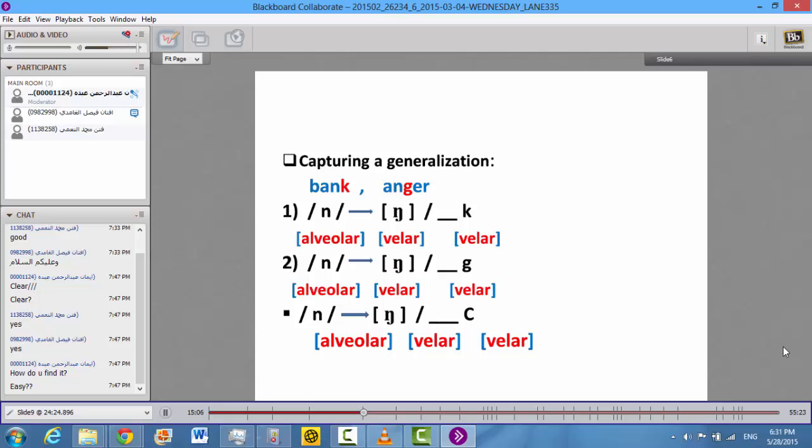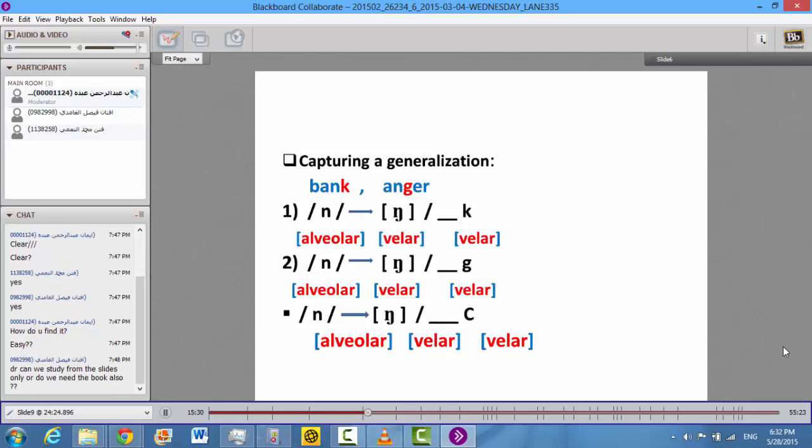While writing the phonological rules, stating them in linguistic formula or even in the form of a statement, we try to capture a generalization. And sometimes instead of writing two or three rules, we can write them in one rule. We can reduce them or put them together in just one rule to capture a generalization.